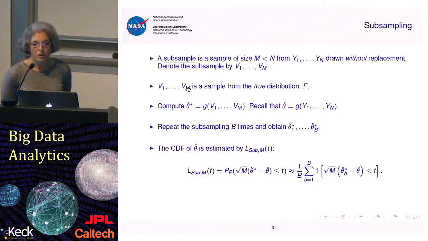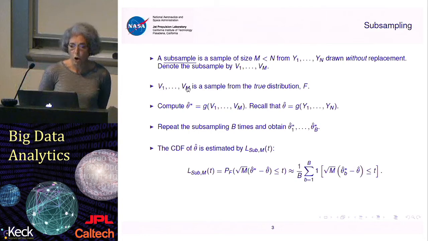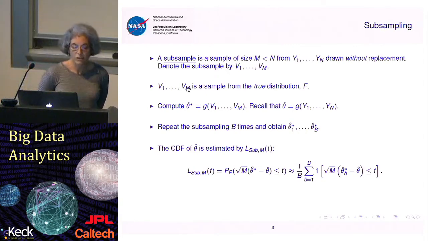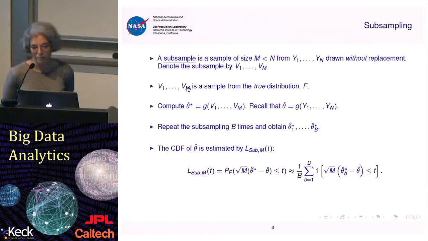So we now have V1 to VM, a sample from the true distribution F, and we compute theta hat star as we did with the bootstrap for each resample. And we do that capital B times to obtain a collection of theta hat stars, which are estimates of the statistic of interest based on the subsamples. And we're going to estimate the CDF of theta hat by this thing that I'm now calling L sub M, L sub M comma M, you know what I mean.